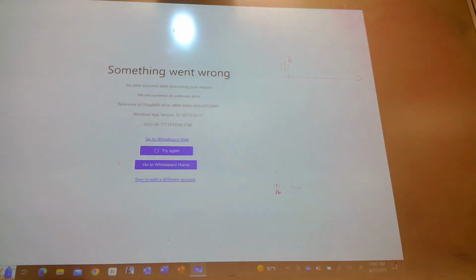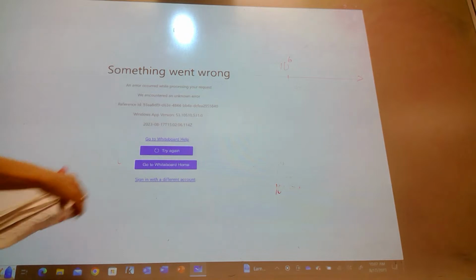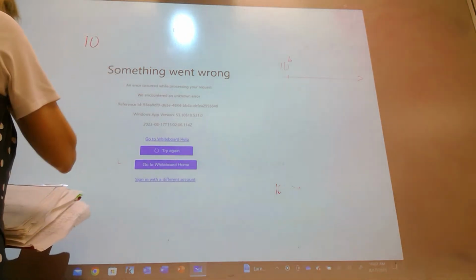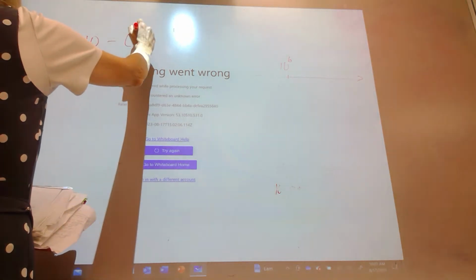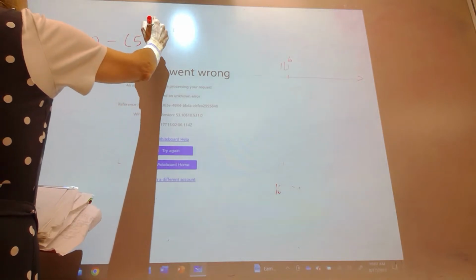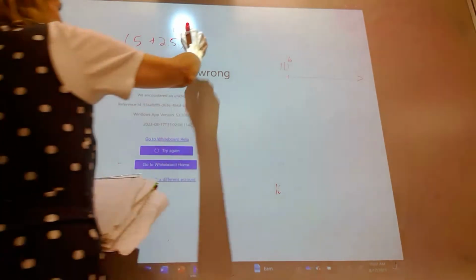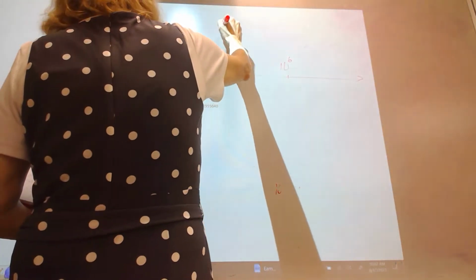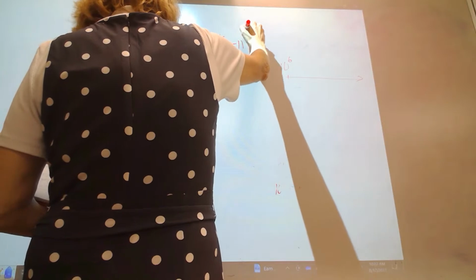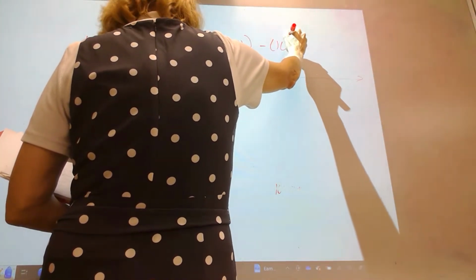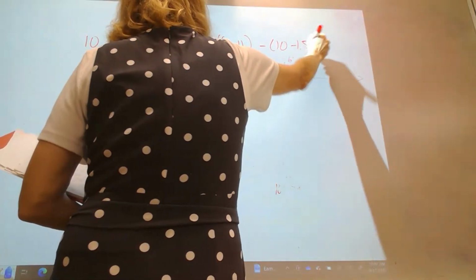All right, so let's just start first. Start with something basic. When you have a minus sign outside of a parentheses, it is a common mistake for students to distribute it to the first term only.